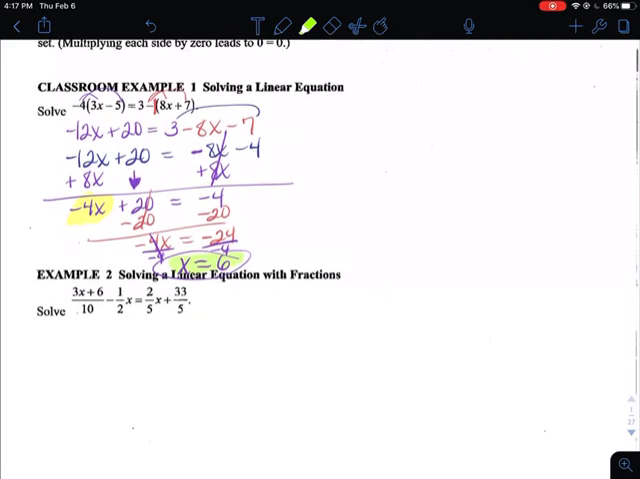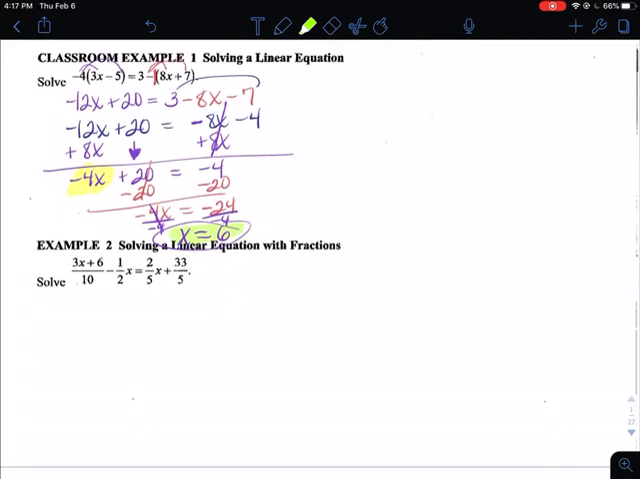All right, moving on to the next equation. These are equations with fractions, and no one likes fractions. So we're going to try to get rid of all the fractions so that we have a nice linear equation like the last example. So I'm going to rewrite this over here because I write a little big.